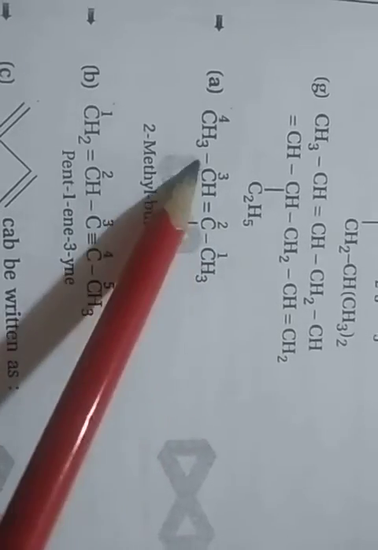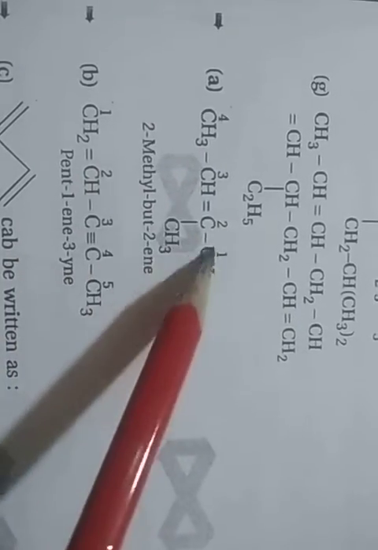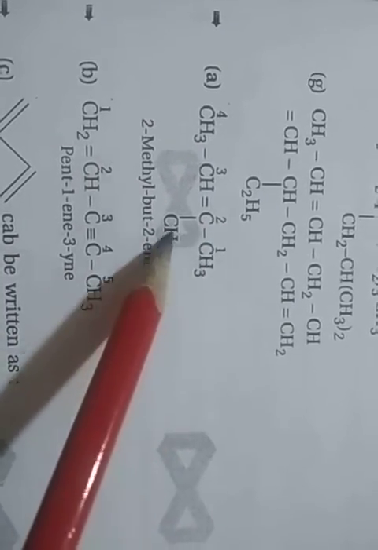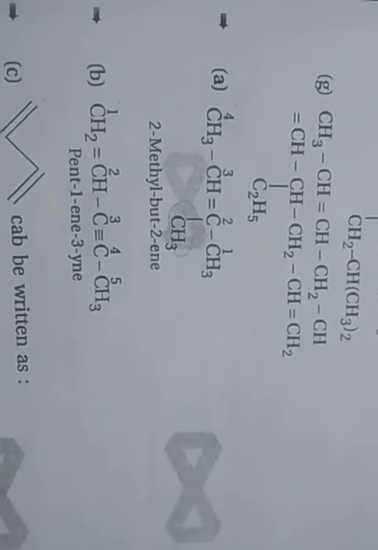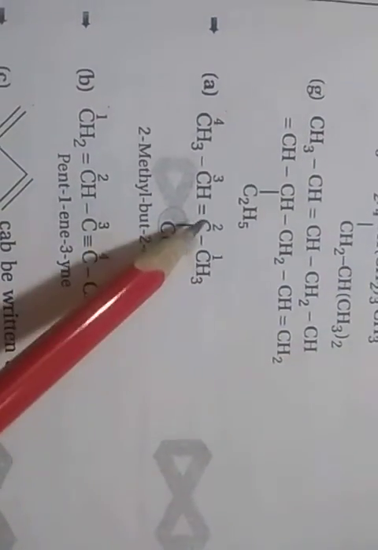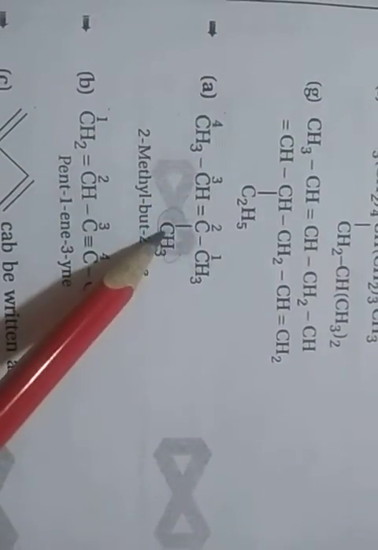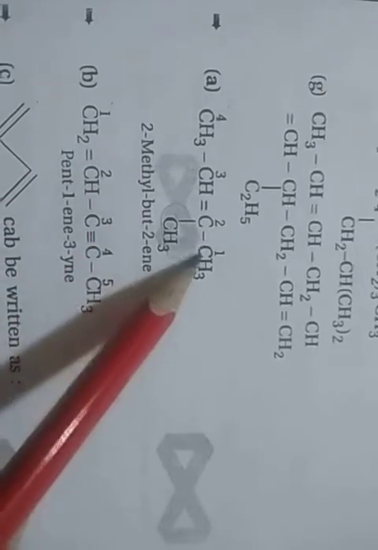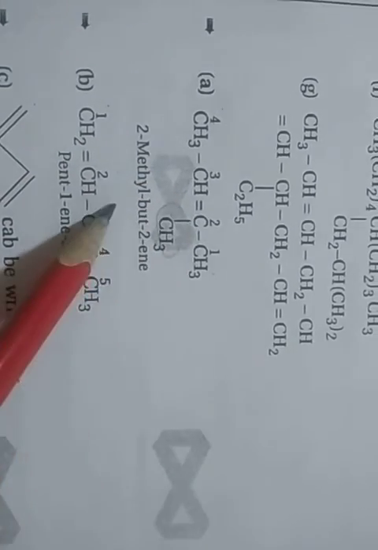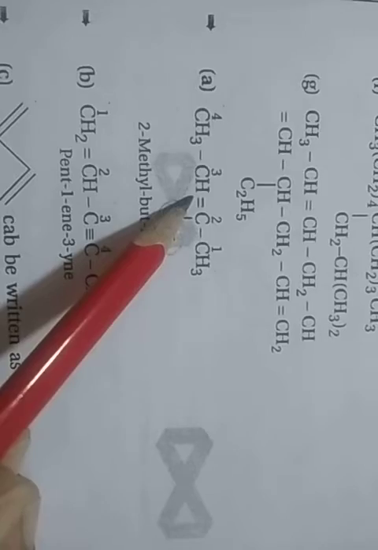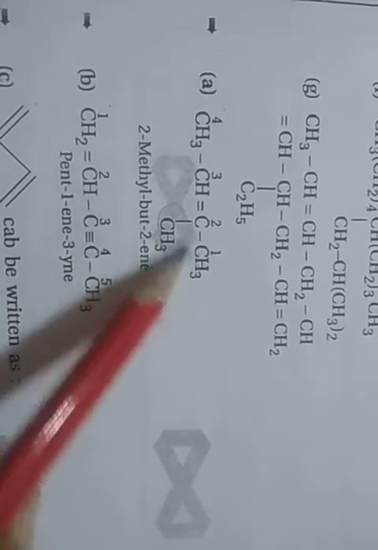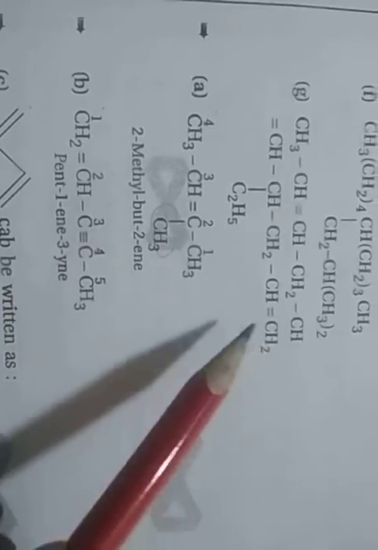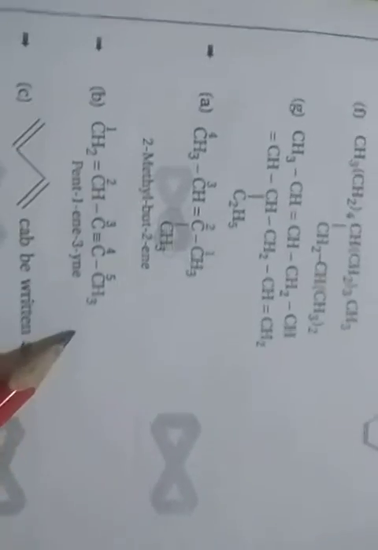So 1 2 3 4. Numbering is given from this side because the substituent group is nearer, and then after that the second number is the double bond. Okay, clear? So numbering is given 1 2 3 4, second number methyl group, so 2-methyl. Total carbons in the chain 4, so but. After that the second number double bond, so 2-ene. So 2-methylbut-2-ene. Clear?